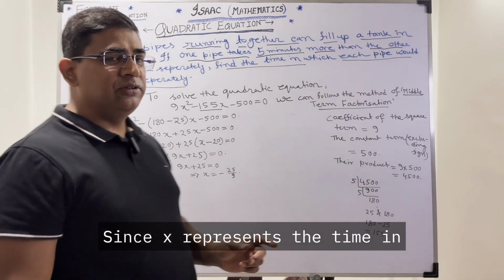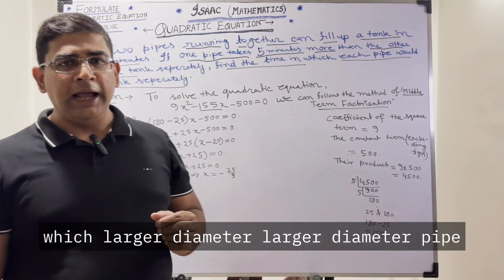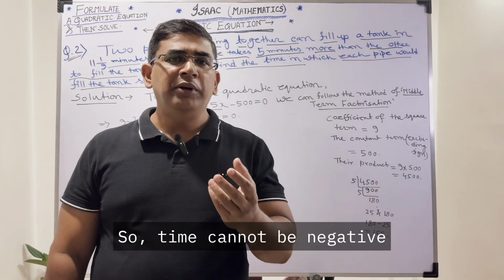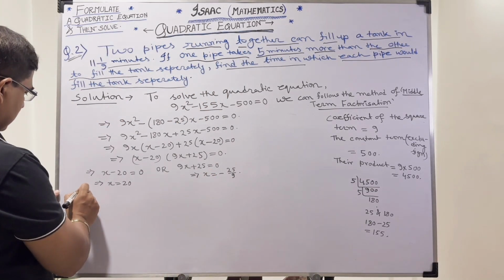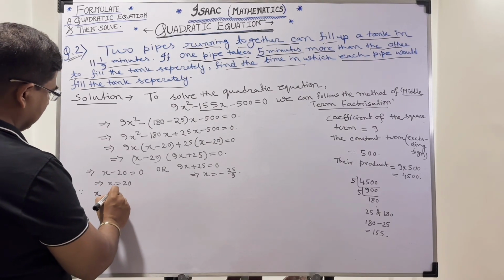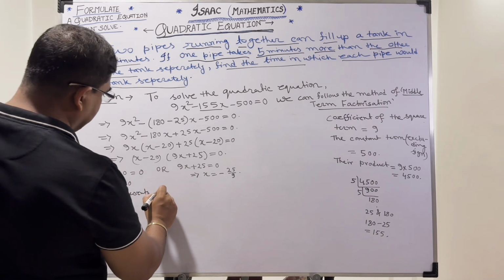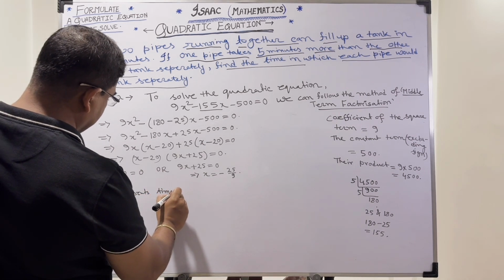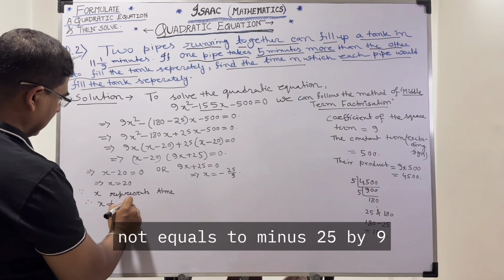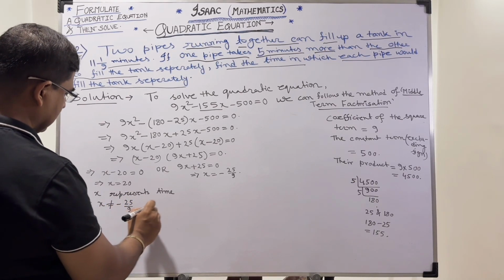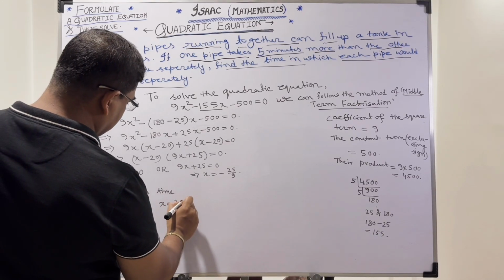Since x represents the time in which larger diameter pipe can fill up the tank, so time cannot be negative. That is why we have to discard this value. Since x represents time, therefore x not equals to minus 25 by 9, implies x equals to 20.